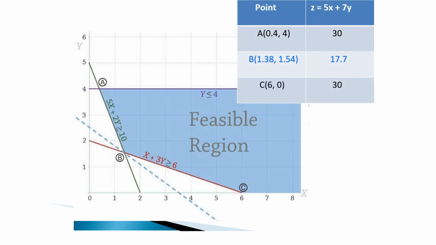So here we have, and once again we are ending up with unbounded regions with three vertices, A as (0.4, 4), B as (1.38, 1.54) and C as (6, 0). At A, value of the objective function z is 30, at B it is 17.7 and at C it is 30.